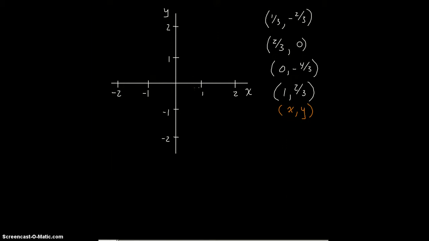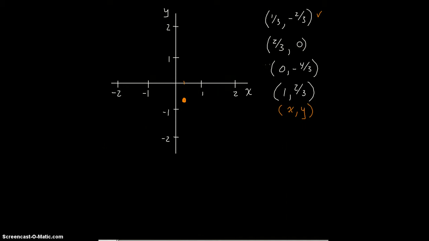So we'll start with 1/3, minus 2/3. I come over on the x to 1/3, which is about, say, here. And then I'm going to go down, because of the negative, I'm going to go down along the y-axis to minus 2/3, which puts me right about here. And I'm just going to make a point. We'll go to the next one. So we've got that one done.